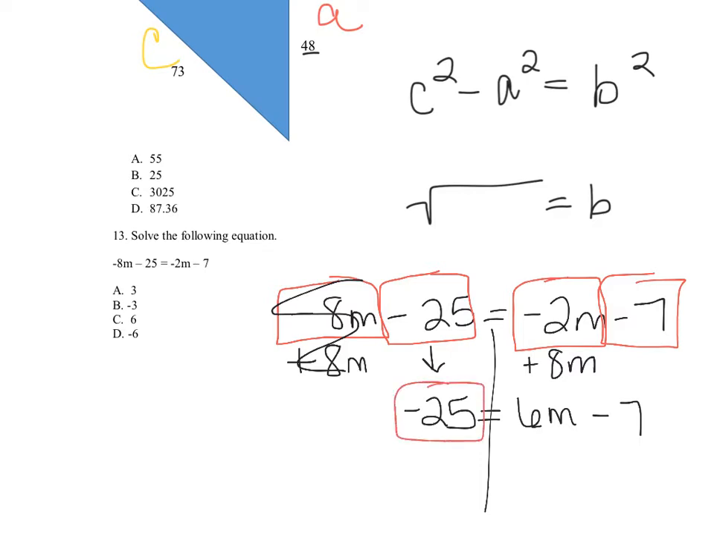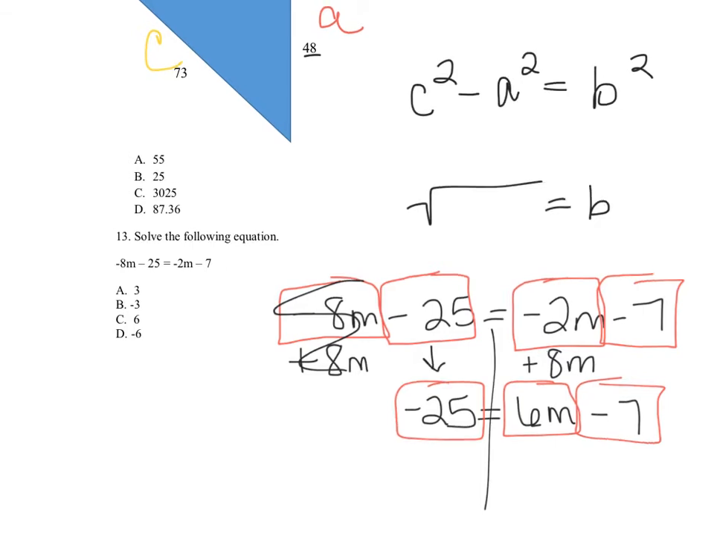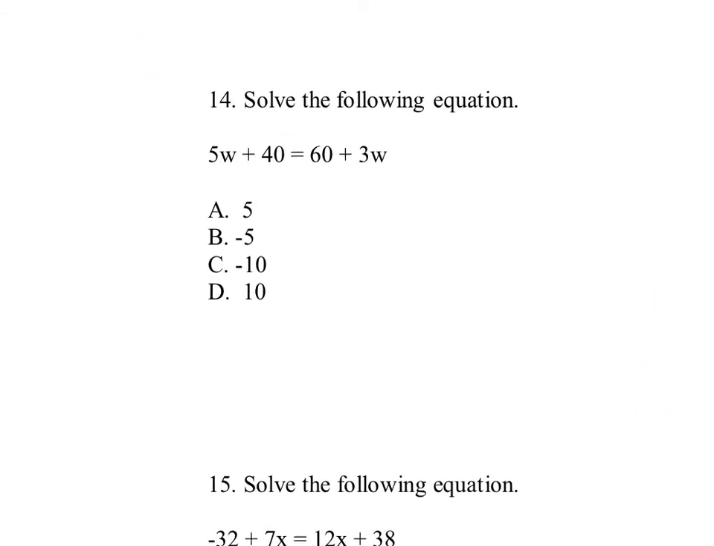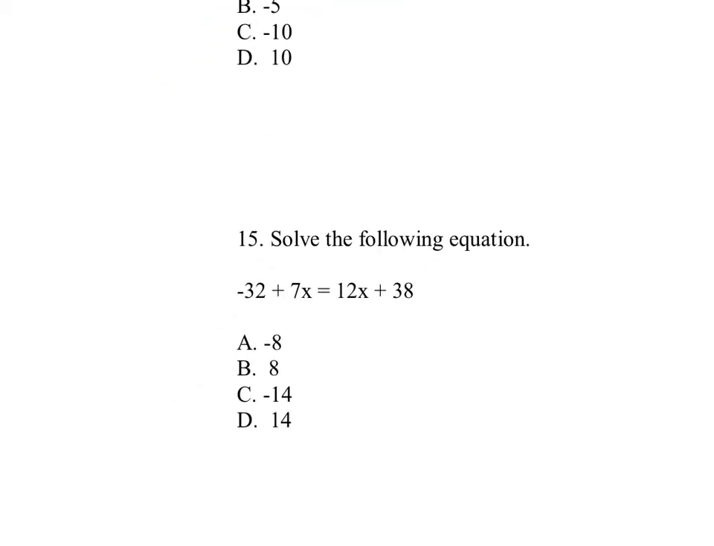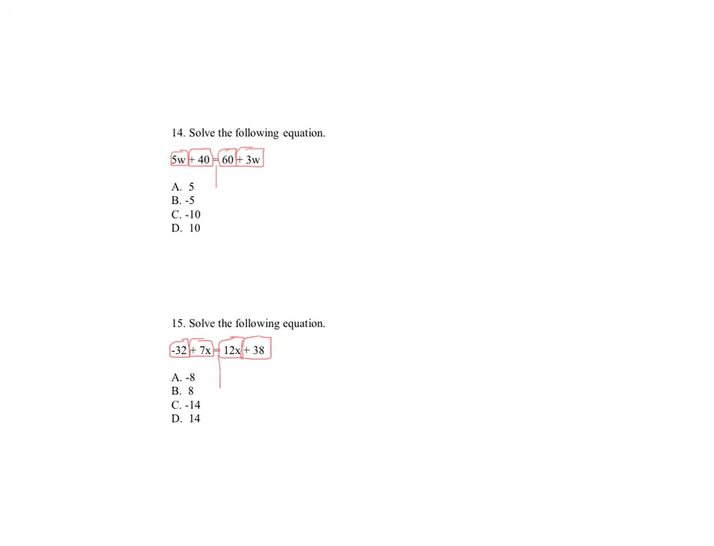And then go from there like you would solve a regular 2-step equation. Same thing. This one's nice because it has all positive numbers, but box in your numbers with the sign in front. And same thing on number 15. Box them in. Split it at the equal sign. What you do to one side, do to the other side. You have to keep it balanced.